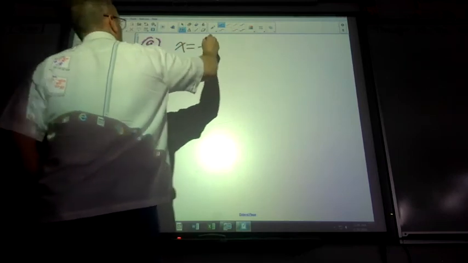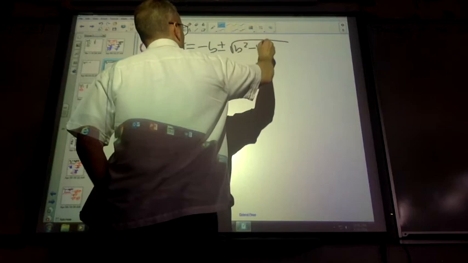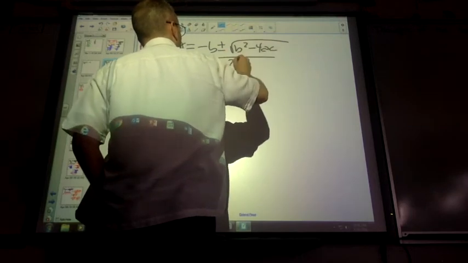x is equal to negative b plus or minus the square root of b squared minus 4ac, all over 2a.